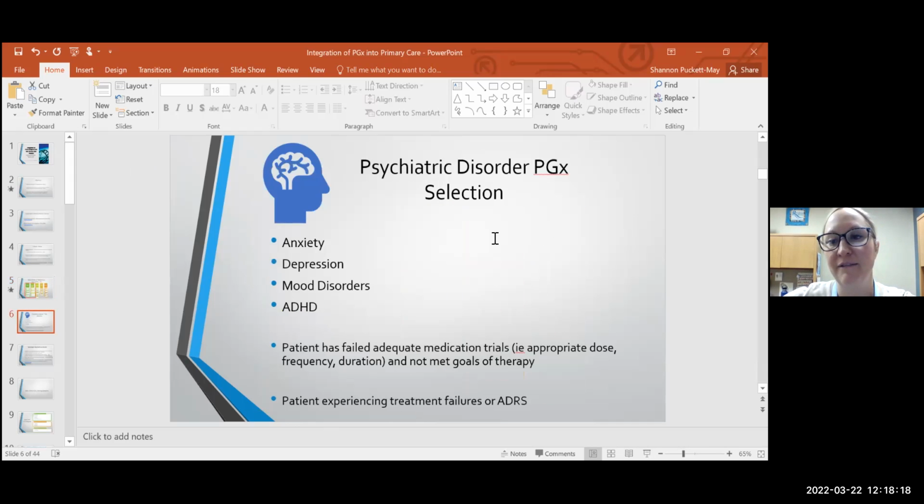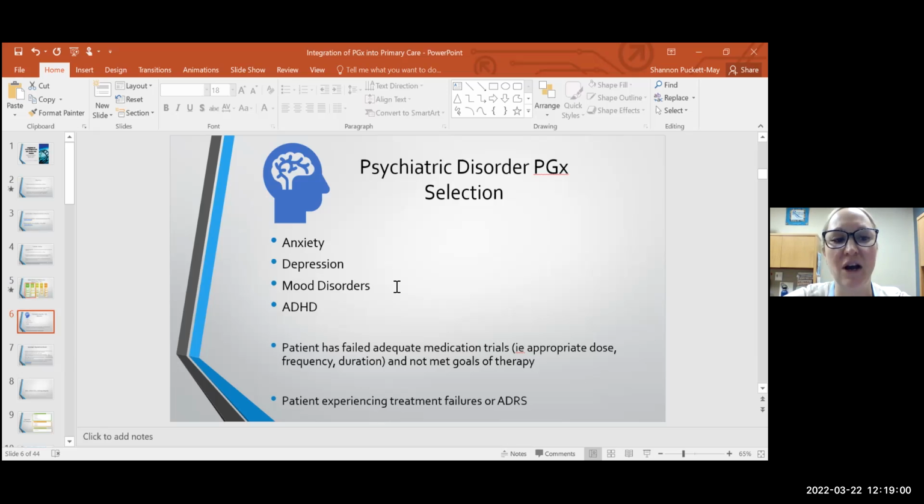So really what we're looking at for patient selection for pharmacogenetic testing in the field of psychiatry: these are the most commonly associated conditions that have evidence for pharmacogenomic testing and the medications associated with the treatment. Typically, it's a patient who has failed adequate medication trials, so you've had them on an appropriate dose for an appropriate frequency and duration, and they're either not meeting their goals of therapy, or they've experienced treatment failures or side effects to multiple medications. And usually when we say multiple medications, we're looking at 2 or more medications, possibly in the same or different classes.